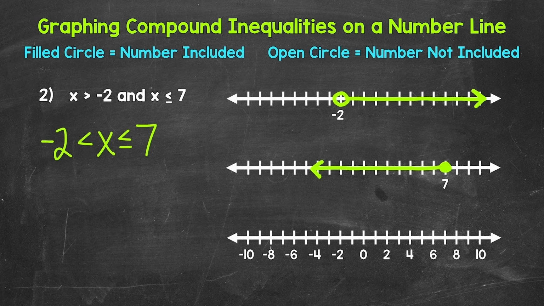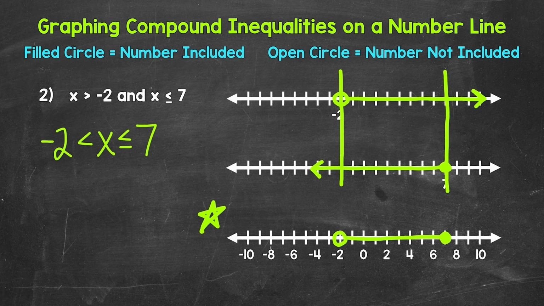Now, since this is a compound inequality, we need to combine these. We need to see where they overlap. So think of it like this. We want this section right here. So we need an open circle at -2, a filled circle at 7, and then we want everything in between. So this is our graph of x is greater than -2 and less than or equal to 7. That represents our compound inequality.